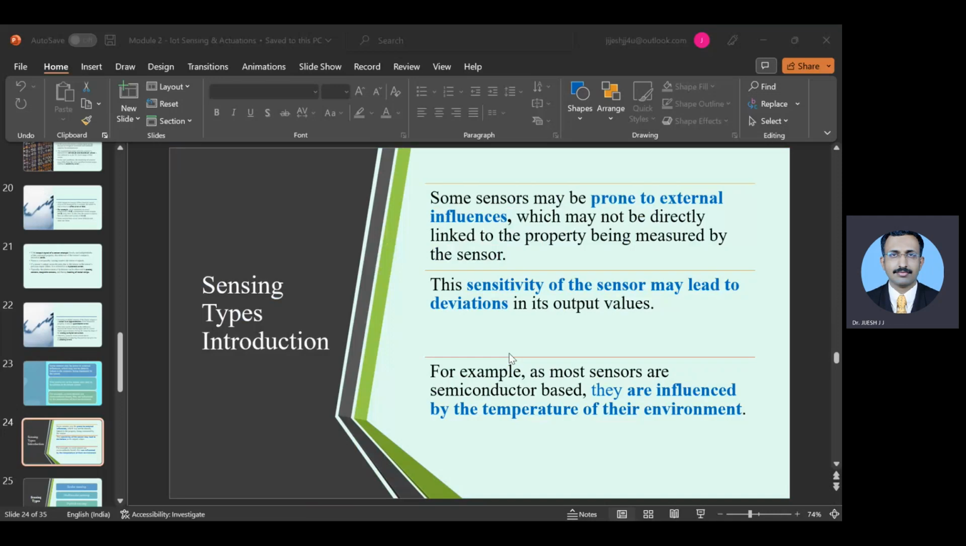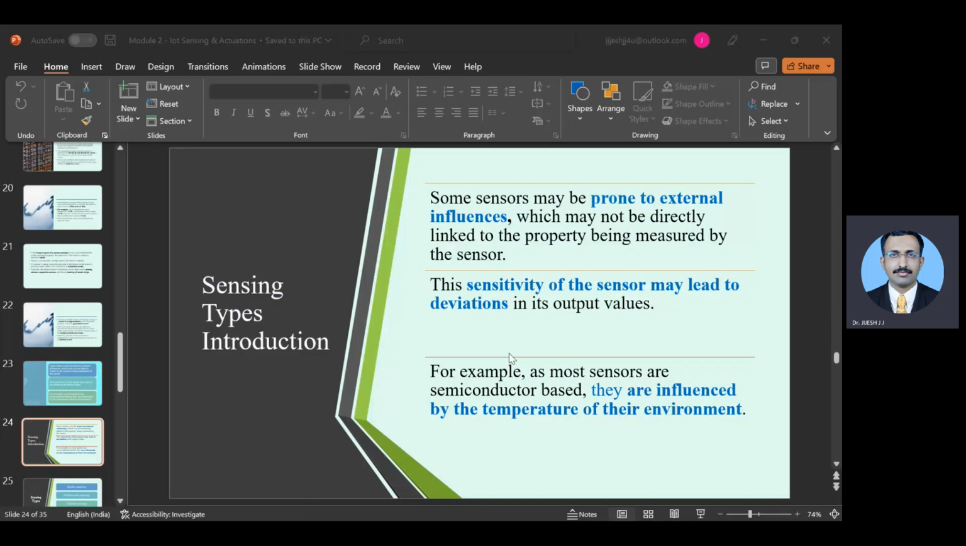What you can see here is that the sensitivity of a sensor may lead to deviations because of external factors, which will directly or indirectly affect the sensor. For example, you have deployed a sensor at some point, and there is a huge variation in temperature or whatever parameter, and it is affecting your sensor. Where will it reflect? It will reflect in the output, is it not?